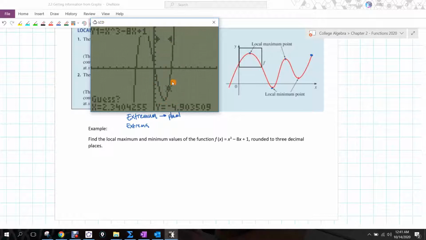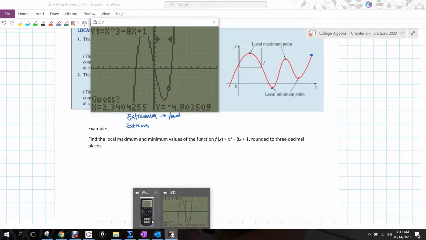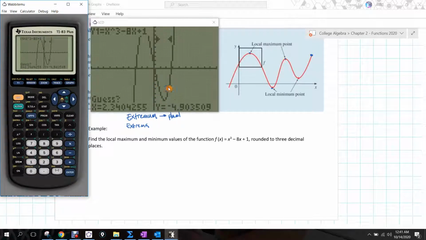And what our calculator is going to do when I hit enter again is analyze all of the y values in that box, and it's going to find the smallest y value. So hit enter a third time when it says guess. And now you see it puts my cursor down here, and the y value right there is the minimum of that particular function.